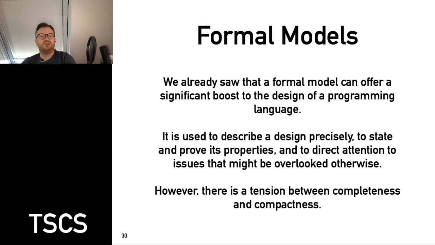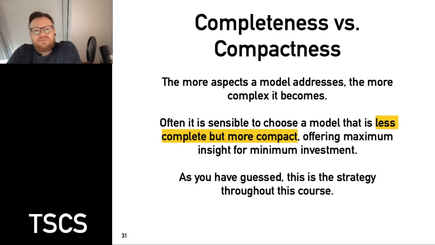Practical applications do have the tendency to generate more cases. So the idea in a formal model is usually that you trade this off a little bit, that you trade completeness for a bit better compactness of the model. And this has been done with Featherweight Java. The more aspects you have in your formal model, the more complex it becomes. And it's often very sensible to choose a model that is less complete but more compact.